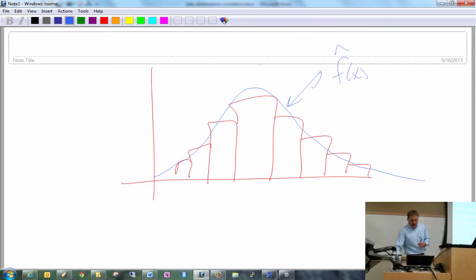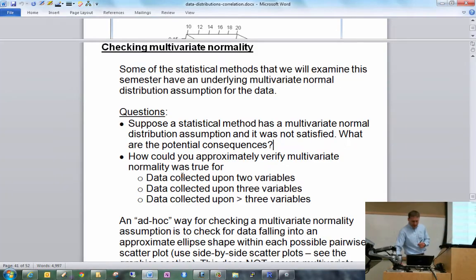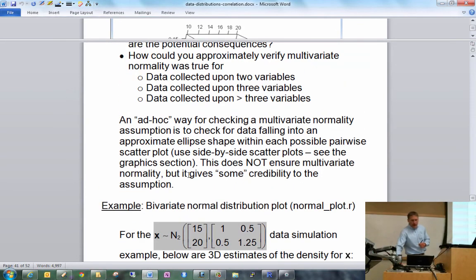Well, what happens now then when you have two variables? And you want to know if the data can be characterized by a bivariate normal distribution. How would you check the bivariate normal distribution assumption in that case with the sample? We talked about one way last time. Do a contour plot? Yeah, and then what else?